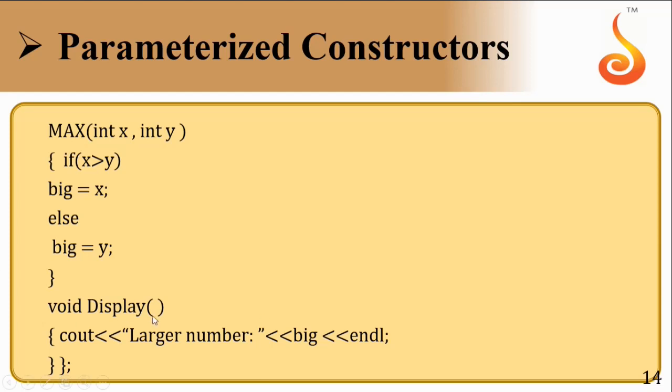Here I have void display. In the display function, I am printing the larger number, whatever is the result of this. How many arguments are there? Two arguments have to be passed. The name of the class is the same as the constructor name, and since I'm passing two arguments, it is called the parameterized constructor. Fine. Have a look and please make a note of this along with me.